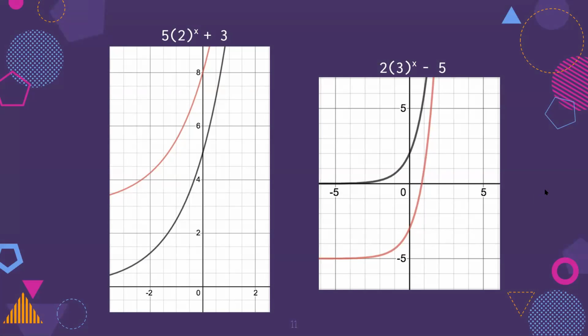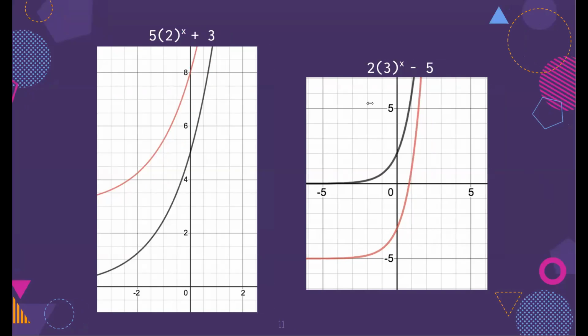And these are just the two graphs. For the first one, the graph is shifted up 3 units from the y coordinate of 5. And on the second graph, it's shifted down 5 units from the y coordinate of 2.